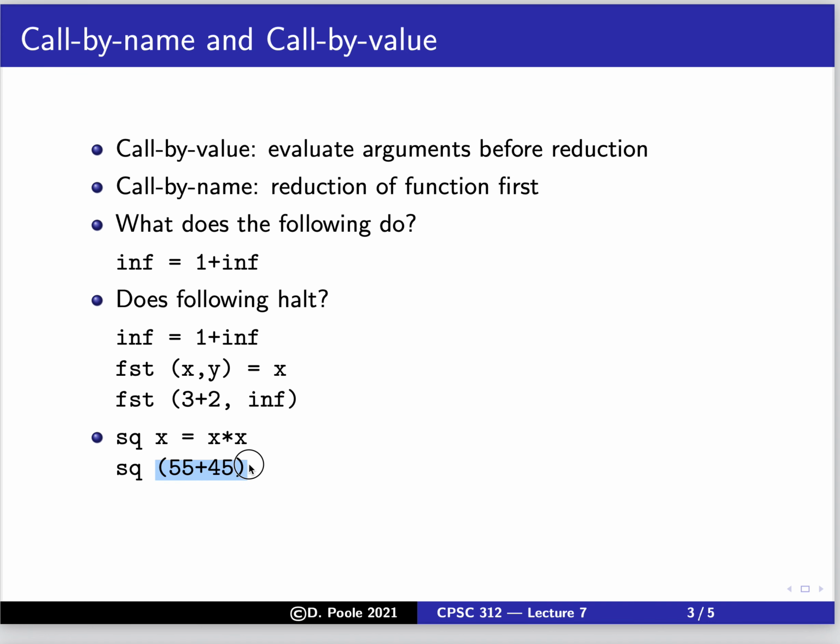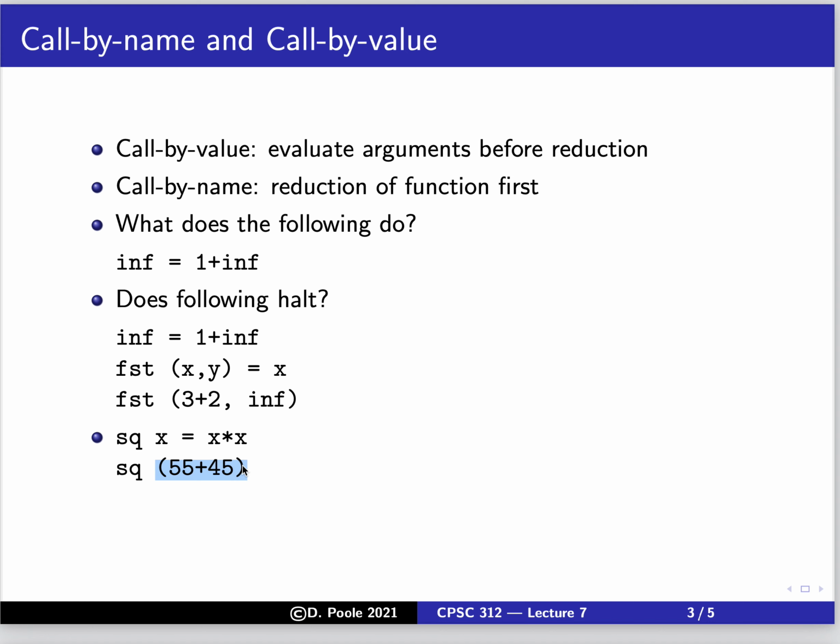Well, you can evaluate 55 plus 45 and you get 100. And then you can do 100 times 100, which gives you 10,000. The other way of doing it is called call by value. In call by name, you'd replace this with 55 plus 45 times 55 plus 45. If you think about what's going on there, you have to do this addition twice. So call by name seems to be wasteful of resources.